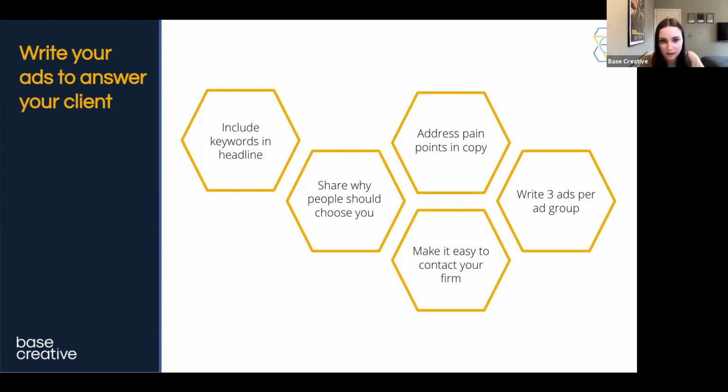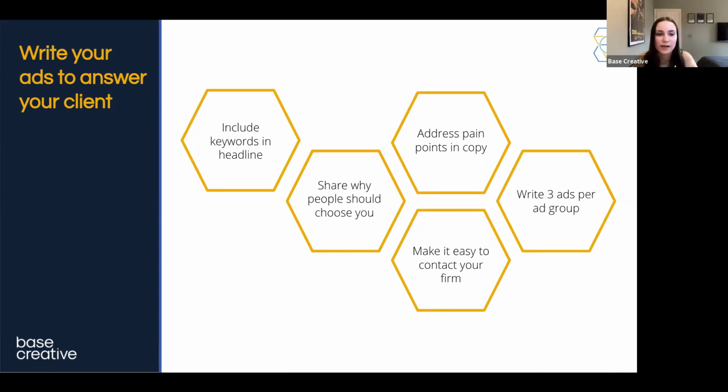A few ways of doing that, most importantly really, is to include your keywords in your headline, as this will ensure that the ads that you write are relevant to your user's search. You want to be able to share why they should choose you and reasons why you're better than your competitors. You also want to use your ad copy to address their pain points, and more importantly, you want to use that space to let them know how you can solve them.